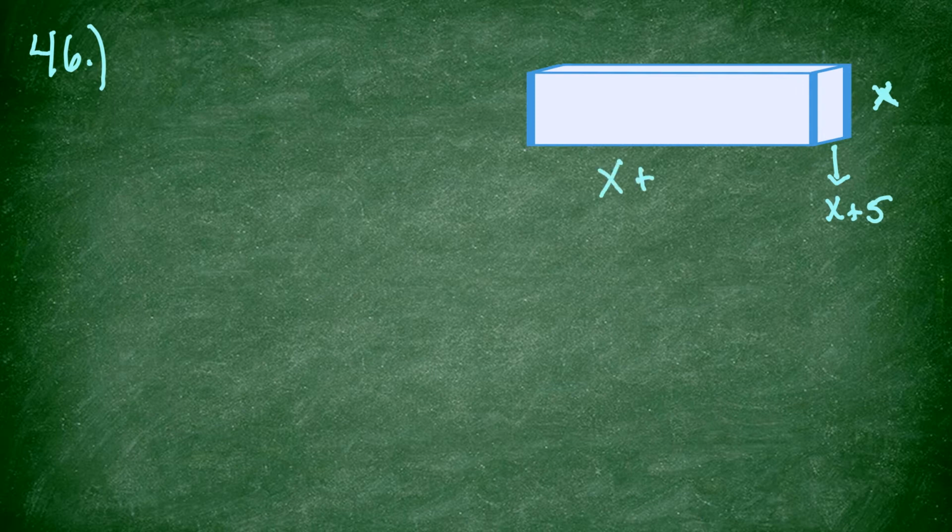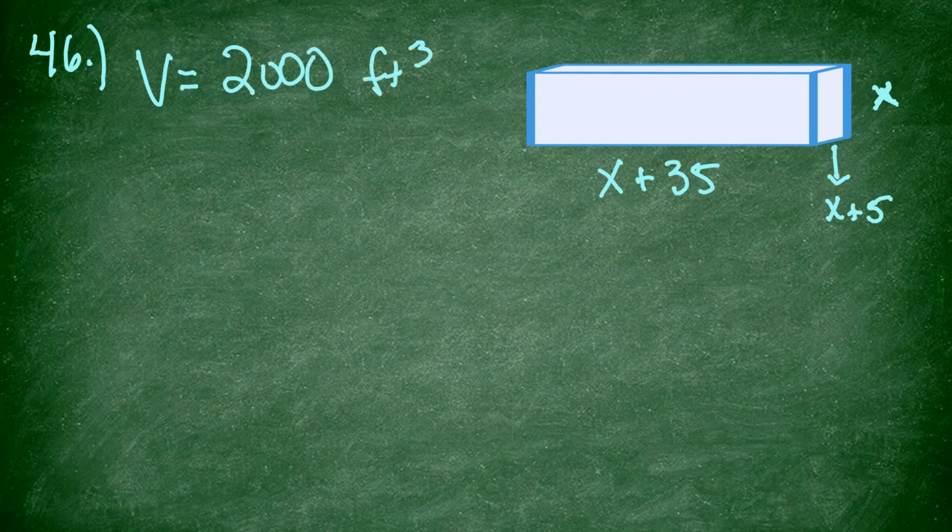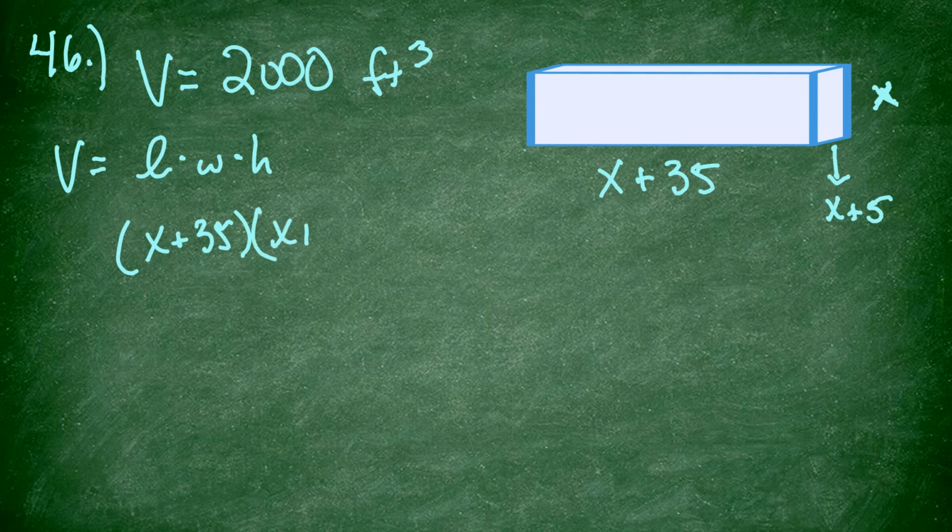The length is 35 feet more. They say the volume of the whole thing needs to hold 2,000 cubic feet of water. So we want to know what dimensions this pool has to be. The first thing I have to know is that volume is equal to length times width times height. So my length is x plus 35. My width is x plus 5. And we're going to call the height the depth, so it's x. And that's equal to 2,000.